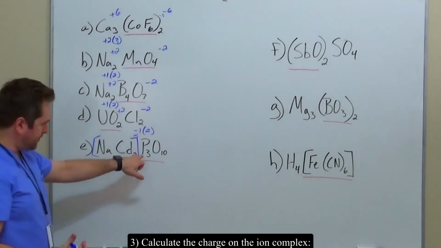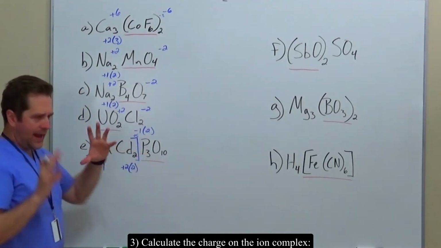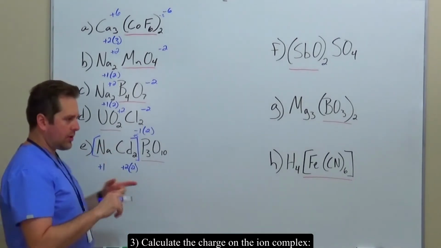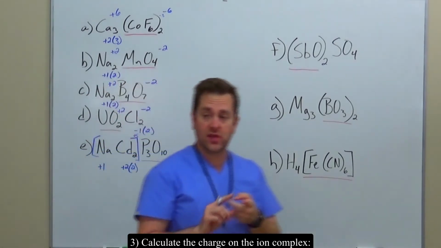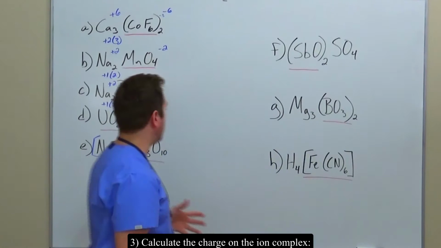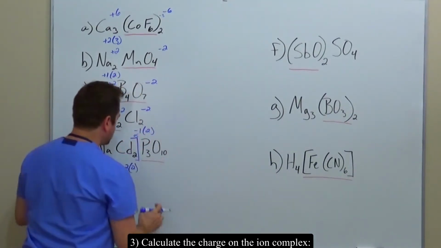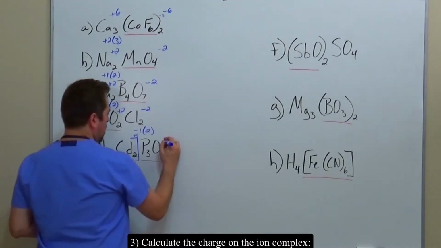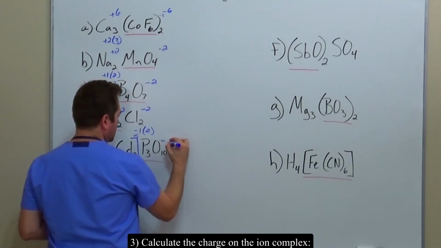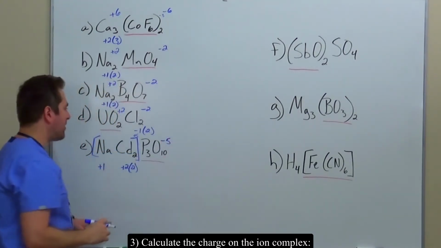So what does that mean? We need to look at our anion complex and ask, are there any parentheses or any subscripts that tell us that there are multiple complexes? That's not the case. So this whole complex must have an oxidation number of negative 5.